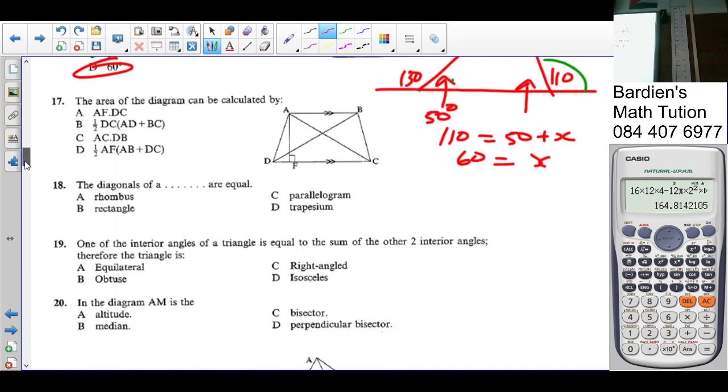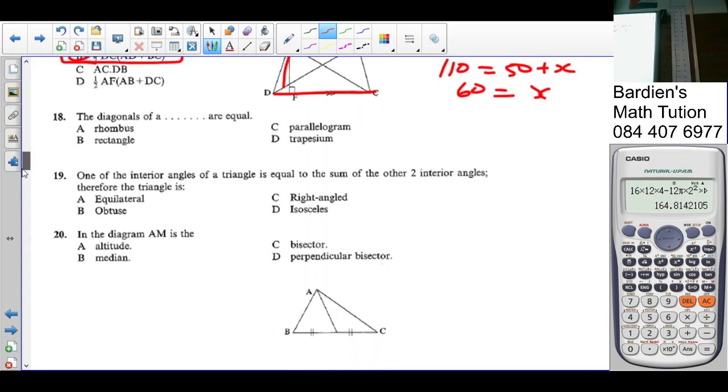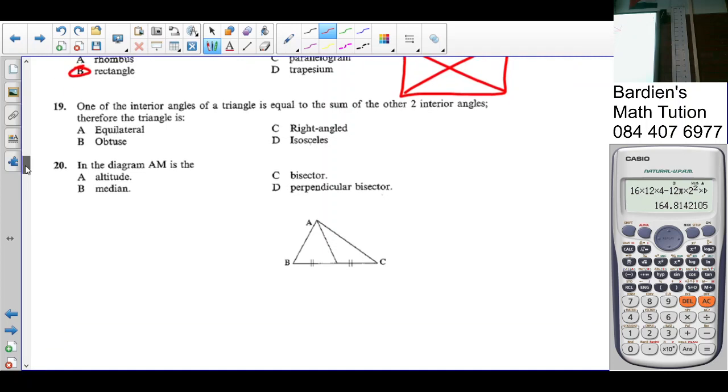Makes the answer D. Number 17, the area of the diagram can be calculated by. This is a trapezoid. The area of a trapezoid is a half your sum of your two parallel sides times your perpendicular height. So it's a half, so it's either B or D. Your perpendicular height is AD, which makes B the right answer. The next one, 18. The diagonals of A are equal. Now the diagonals of two shapes are equal in length. One being a rectangle and the other one being a square. It's a rectangle, is it a square? No, so it has to be B.